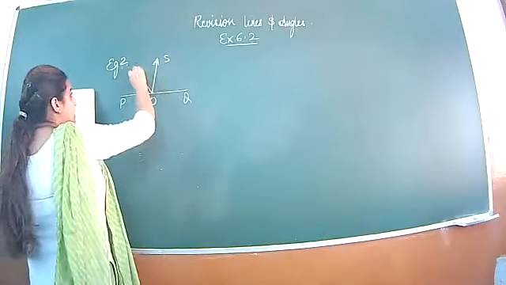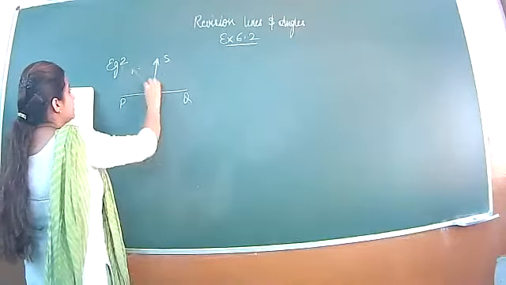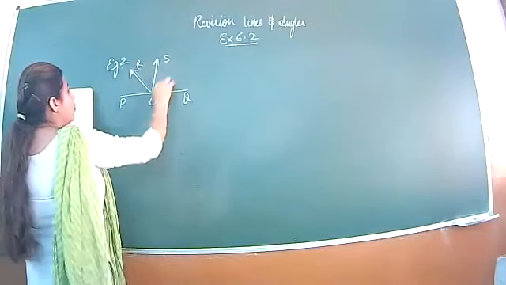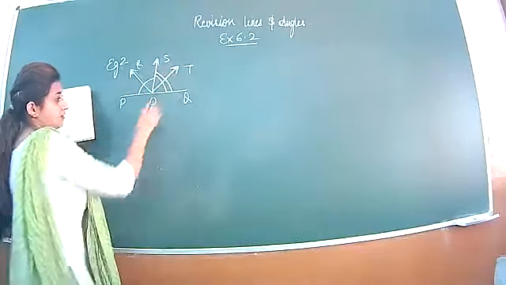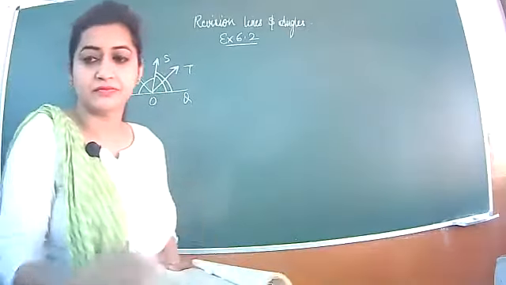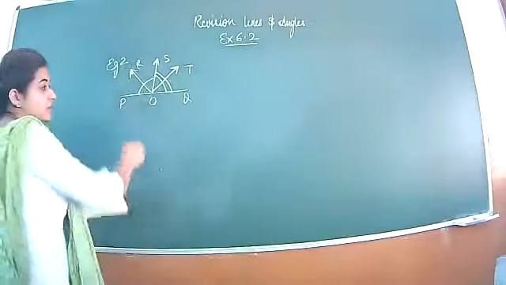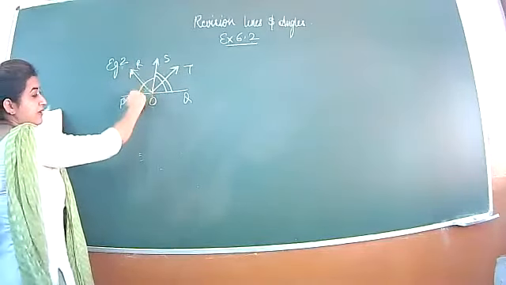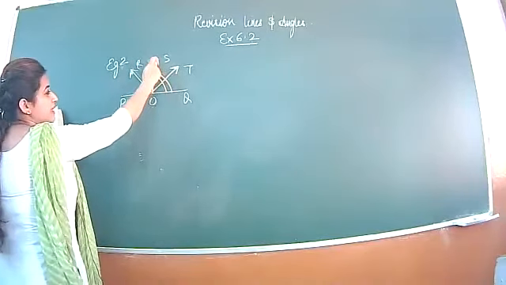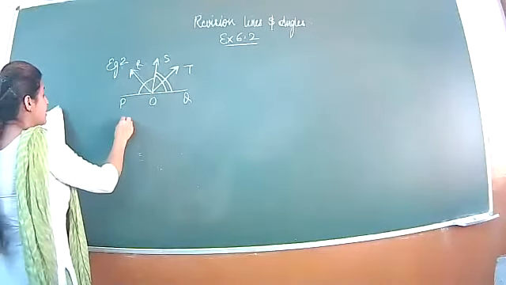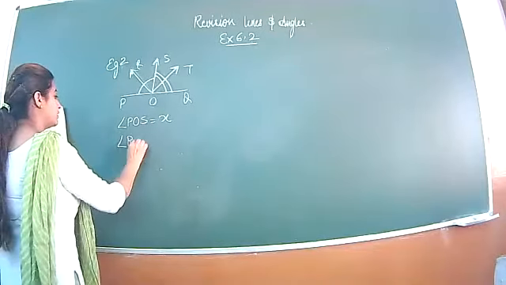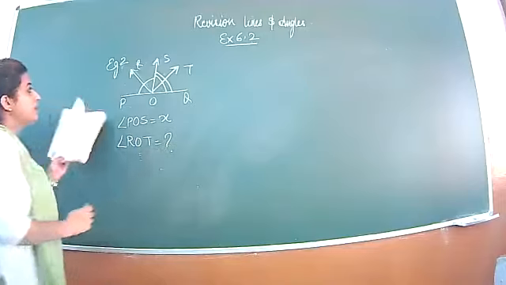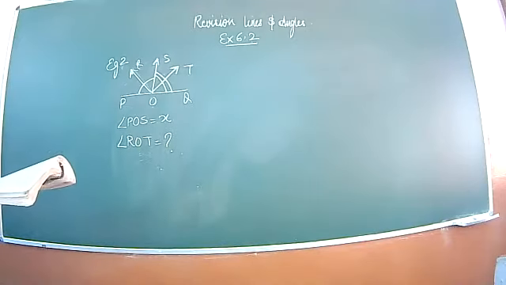There are other rays, OR and OT, which bisect this angle as well as this angle. OR is a ray that bisects this angle, and OT is a ray which bisects angle SOQ. Now, if angle POS is x, find ROT. You have to find ROT. POS is given as x.